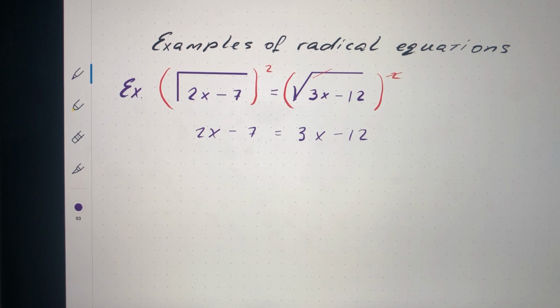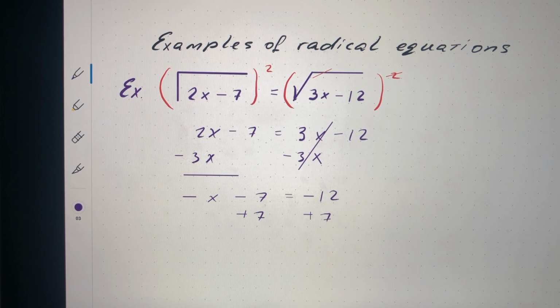Now to get to the x, we have to get x on one side, everything else on the other side. Let's move all the x's to the left, so we will minus 3x from both sides. That makes negative x minus 7 is negative 12. Now to cancel negative 7, we add 7 to both sides. We get negative x is equal to negative 5.